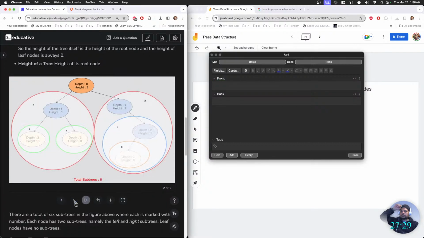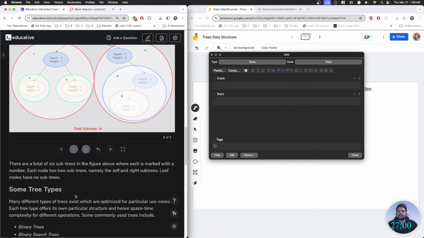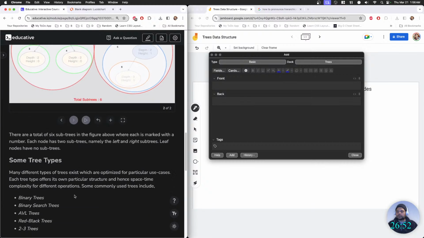Oh, there's a slideshow. Total subtrees equals 6. How so? 1, 2, 3, 4, 5, 6 trees. Each node has 2 subtrees, and the left and right trees' leaf nodes have no subtrees.